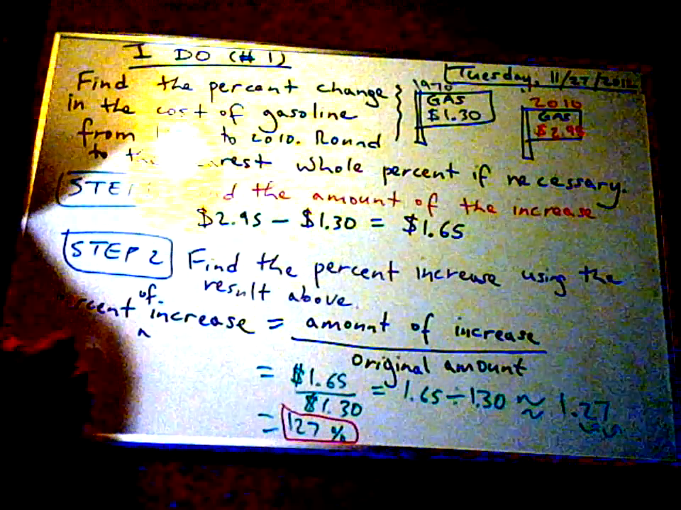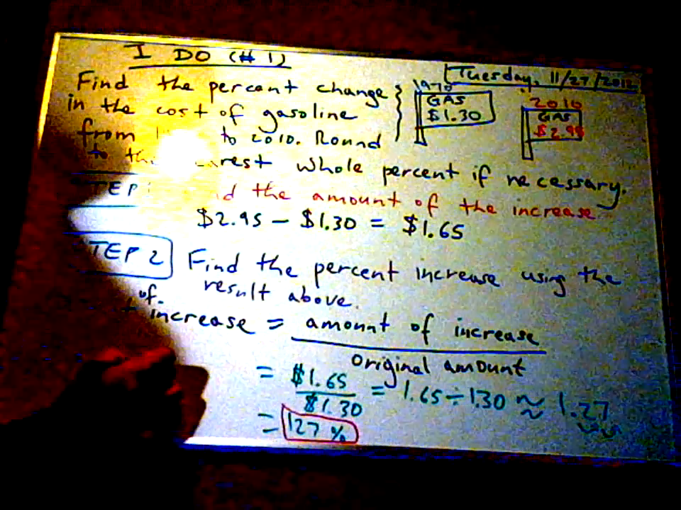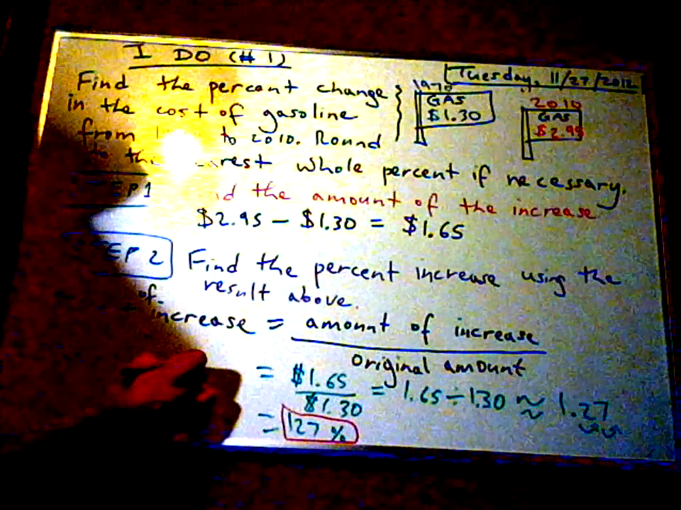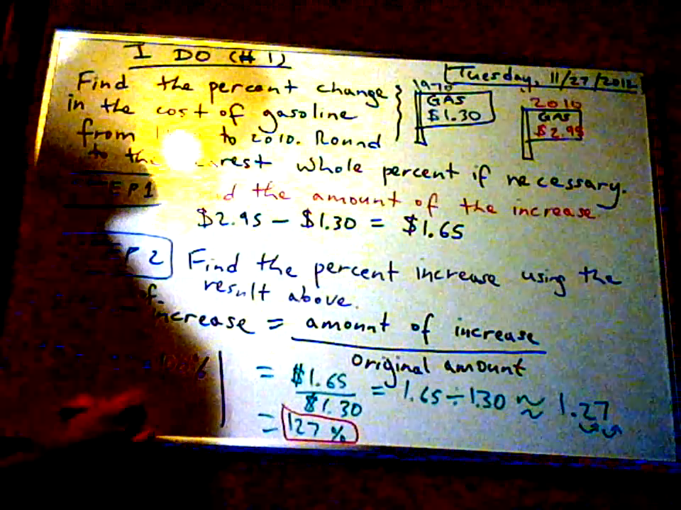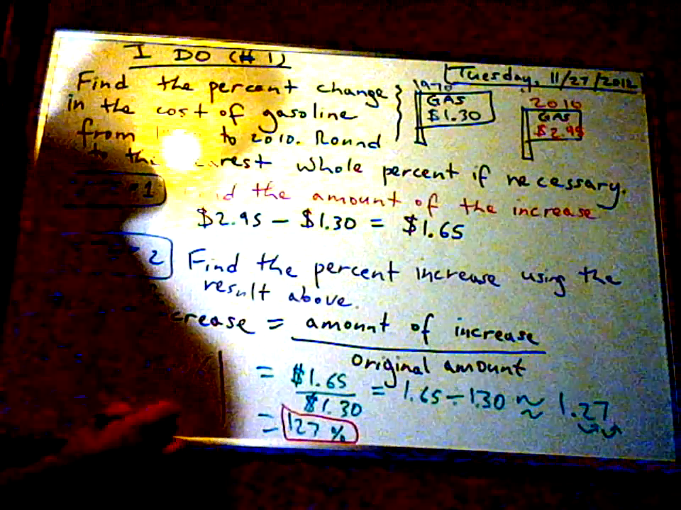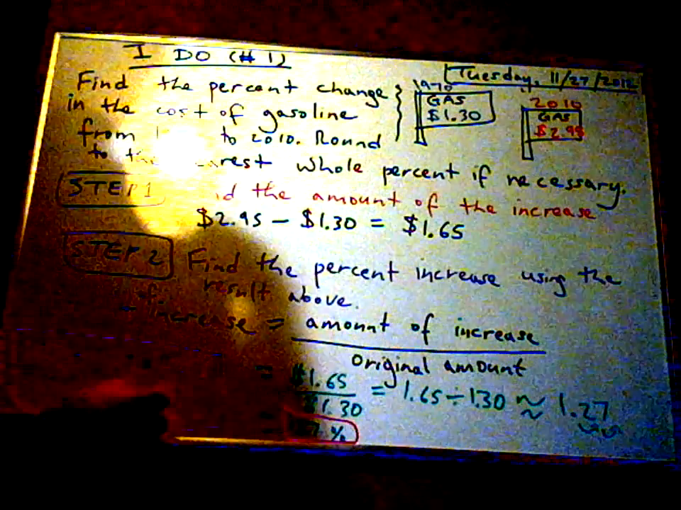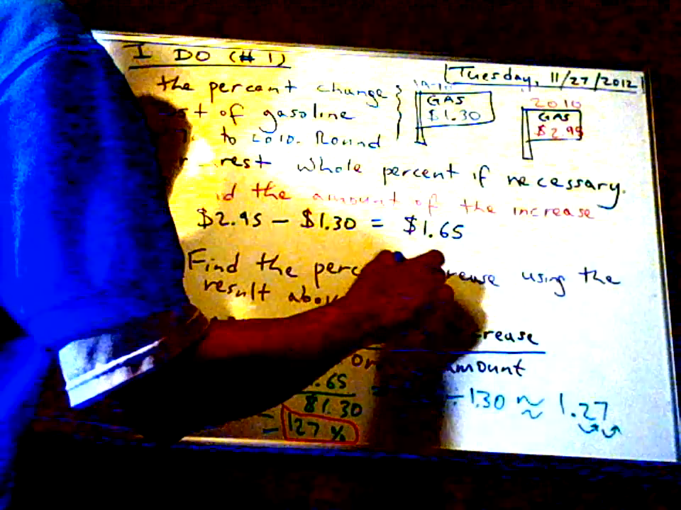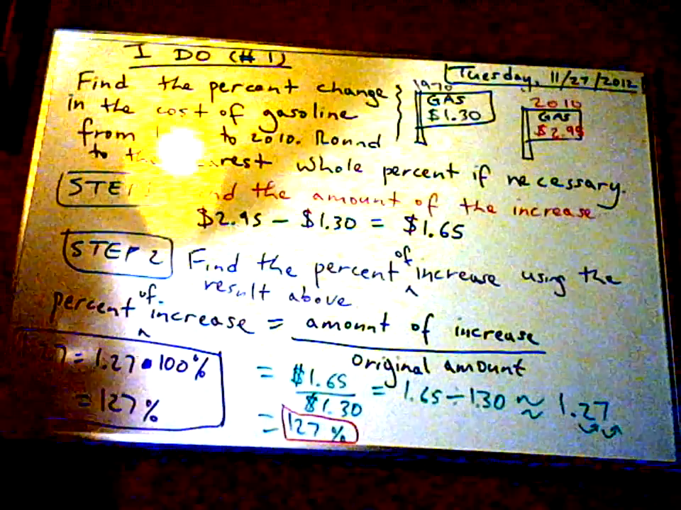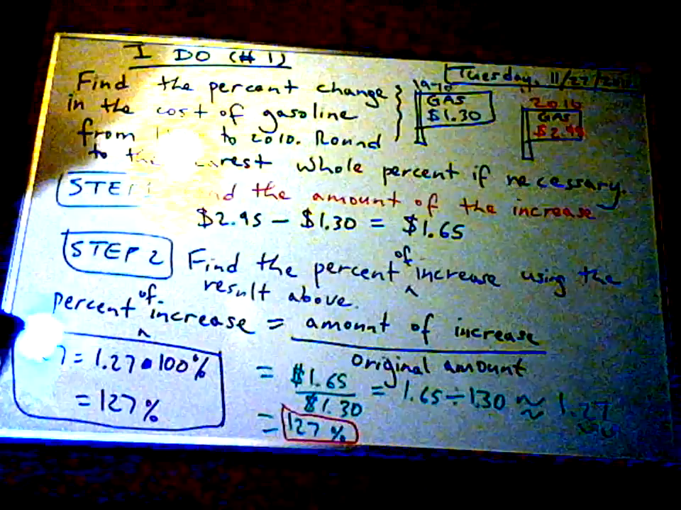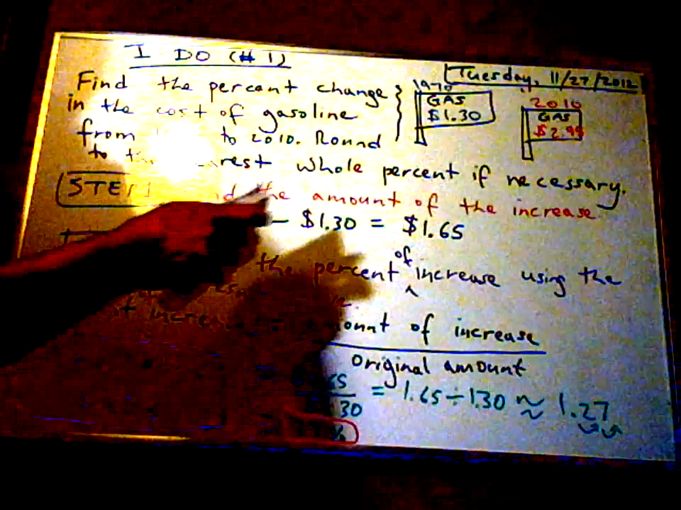So 1.27 is equal to 1.27 times 100%. You can multiply by 100% without changing the value. And that's where we get 127% from. Okay, that's where we got it from right here. Okay, so that's it. Now we're going to move on to a few more examples.